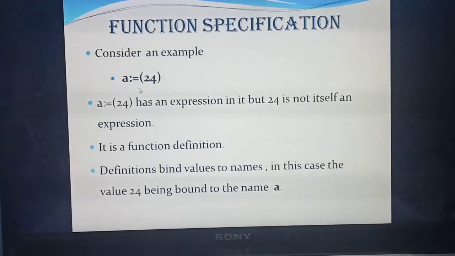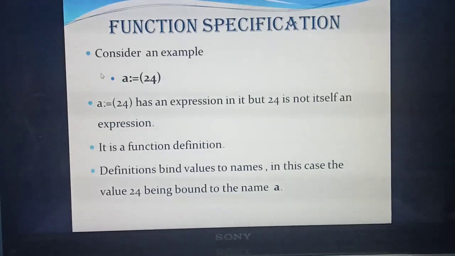Likewise here, before the equal to you can see one more symbol, called colon. Understood? So you can see two symbols: colon as well as equal to. So A colon equal to 24. We can read this as an expression.